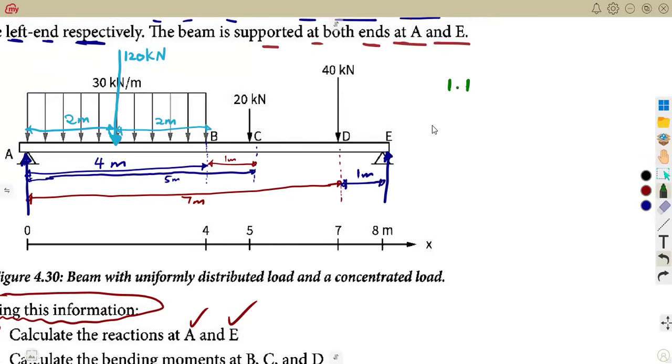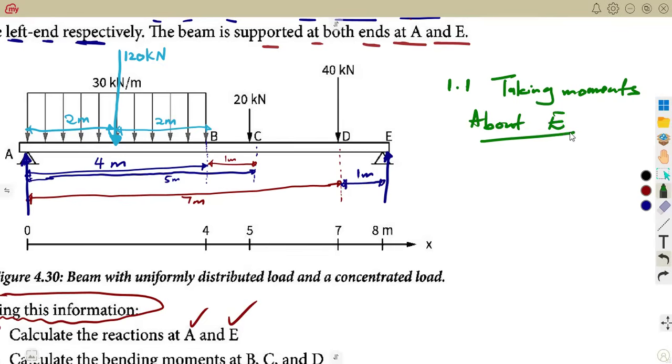So remember about your reactions. This is the part where I was talking about the issue of clockwise moments and anti-clockwise moments. All right, so let's start by taking our moments about E.